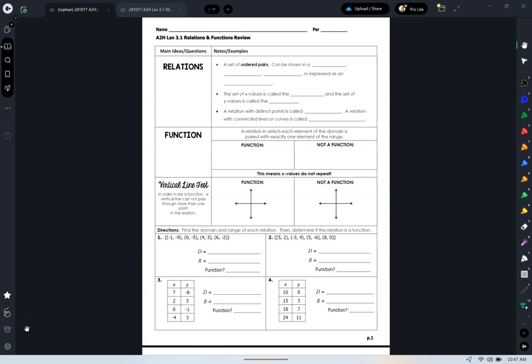Here we go, new unit, and really launching into a lot of what we're going to be doing for quite a bit of the rest of the school year. We're going to talk a lot about functions in this class, a lot of different kinds of functions, how those relationships exist. Functions are special kinds of relationships.